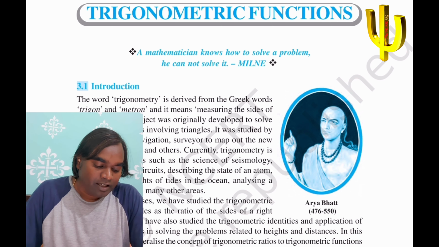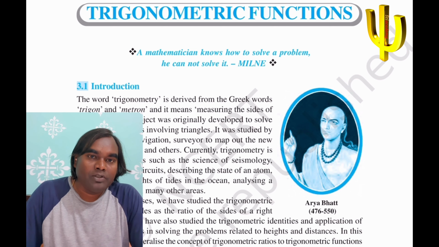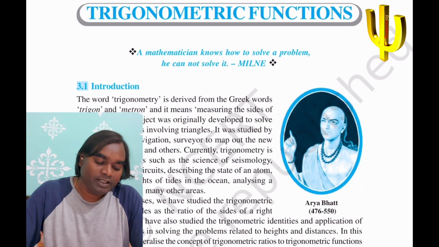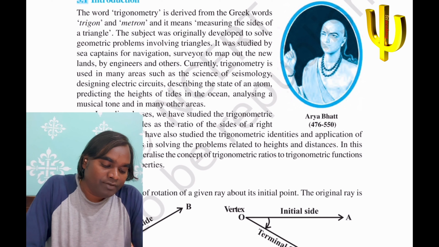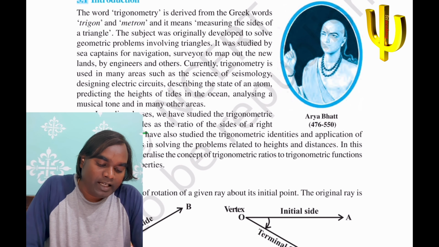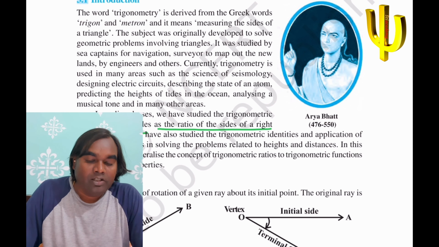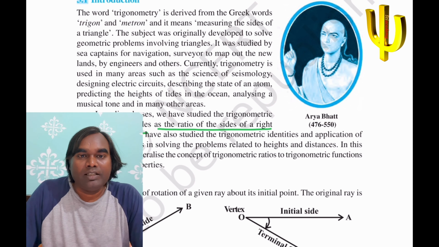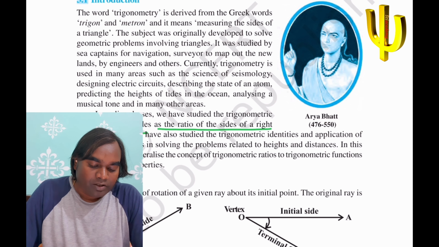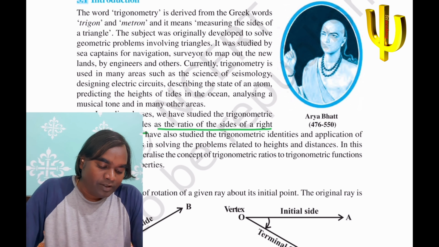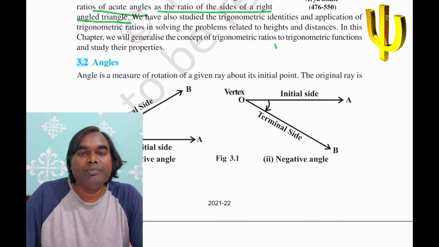Friends, in the previous video I discussed the trigonometric ratios of acute angles as the ratio of the sides of a right angle triangle. I will provide the video link in the description box; you can watch that video also. So what is an angle, how do we measure it, and what units are used for measuring an angle?